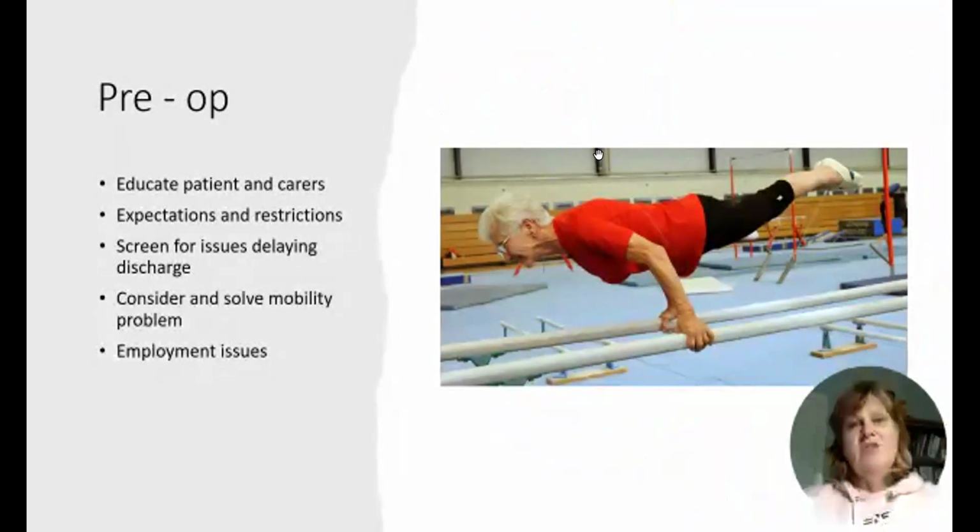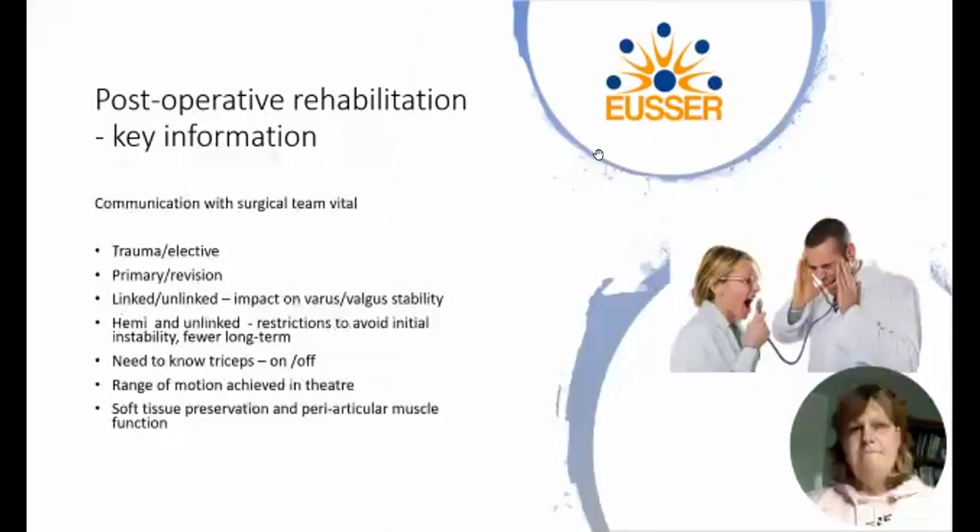And also we can talk to them about any restrictions that may be placed on them in terms of lifting weights in the future. We can also screen them for issues that would delay discharge, such as mobility issues, walking aids, or even occupational advice and aids and adaptations to allow them to return to as normal a function as possible after their elbow arthroplasty.